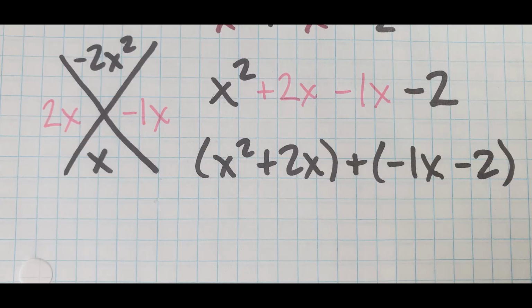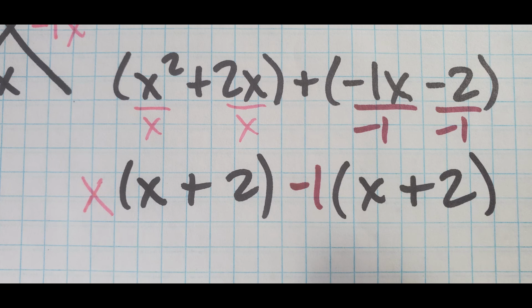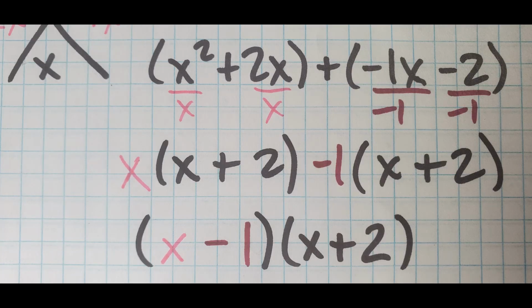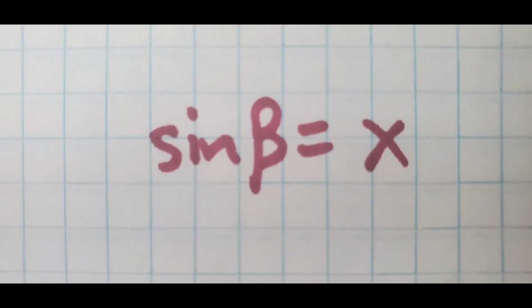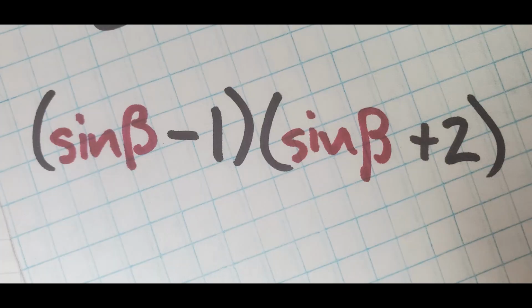The first set of parentheses, you're going to factor out an x. Second set of parentheses, we're going to factor out a negative 1. The two parentheses match, so we did it right. So we're going to call this x minus 1 times x plus 2. And that is not our final answer, because we exchanged x for something at the beginning. So we said sine of beta equaled x, so we have to switch those out. So we're going to get sine of beta minus 1 times sine of beta plus 2. Okay? Hopefully, that wasn't too bad.